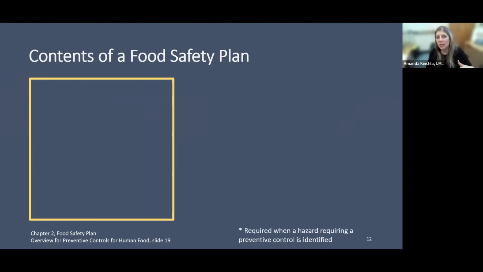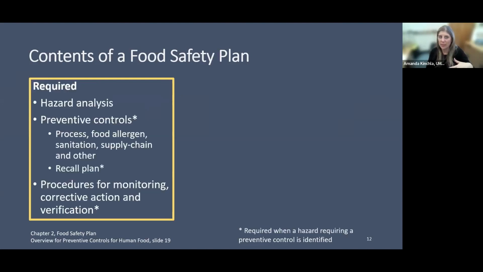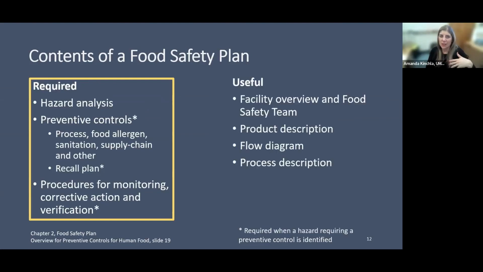Another important component of a food safety plan is some details that help us articulate what the food product is. What we call this is a product description of what our product is, and a communication tool known as a process flow diagram and a process description. These are just written tools to help you and your team start thinking about how to identify those hazards.